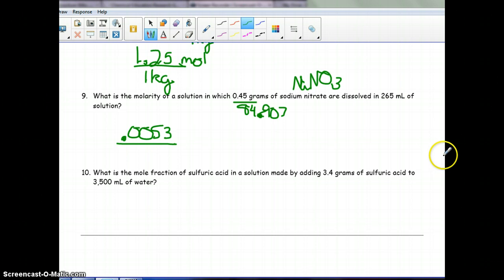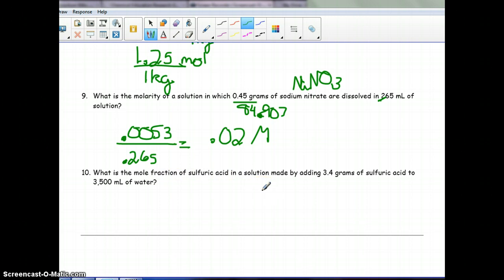We know that 265 milliliters. All we have to do is move our little decimal over to get to liters, so it's really 0.265 liters. Divide and we will get the molarity. So 0.0053 divided by 0.265, and molarity is 0.02. So 0.02 molar.